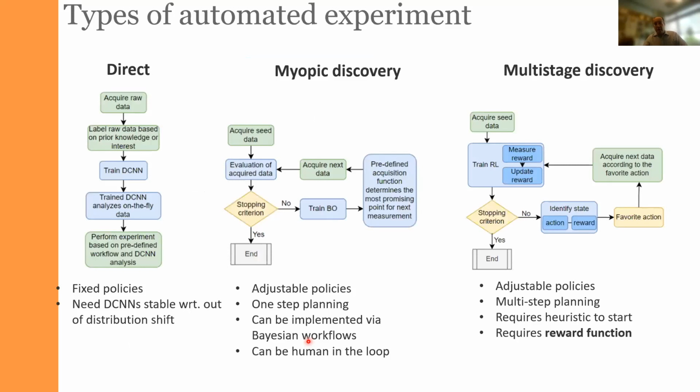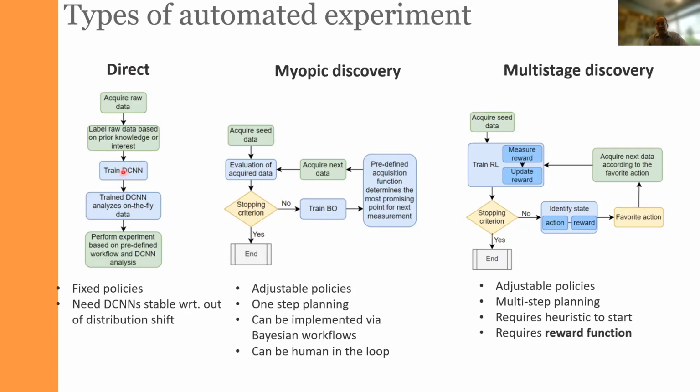So let's again take a step back and just look at what is our toolbox for automated experimentation in microscopy. We have seen the examples of the direct workflow. When we talk about the use of deep convolutional networks in real time, this is how it works. We acquire raw data, we label. So this is a lot of human work. We train a deep convolutional network.